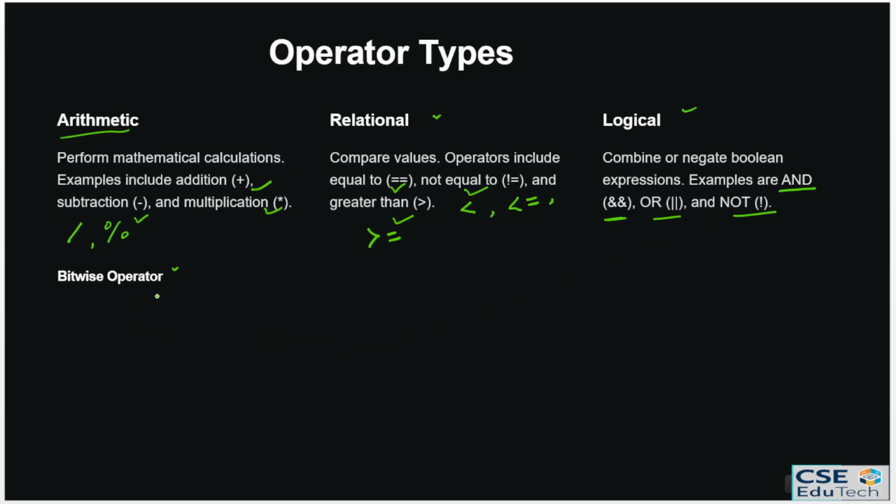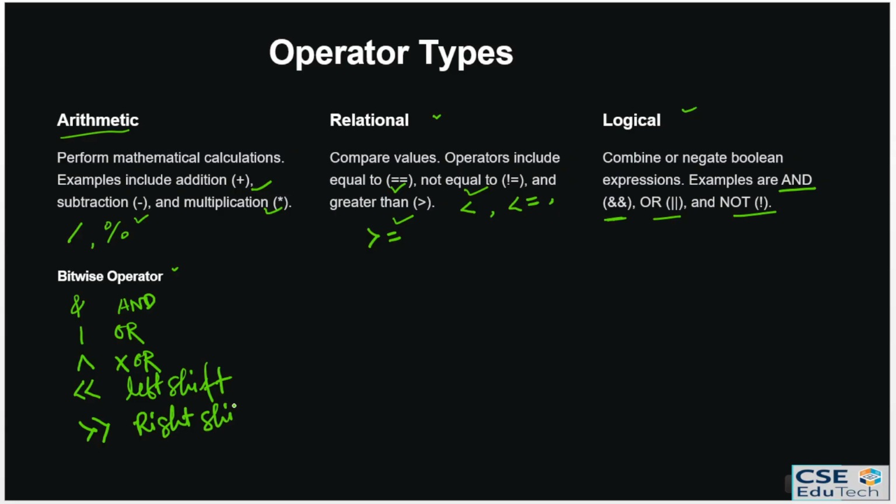Now, bitwise operators. The symbol is the single ampersand sign, and it represents the bitwise AND operator. Then OR, XOR, left shift, then right shift, and complement. So these are basically the bitwise operators.